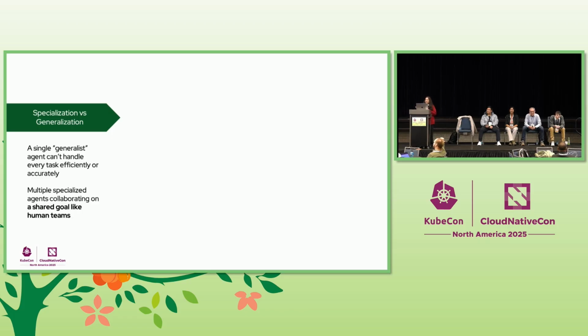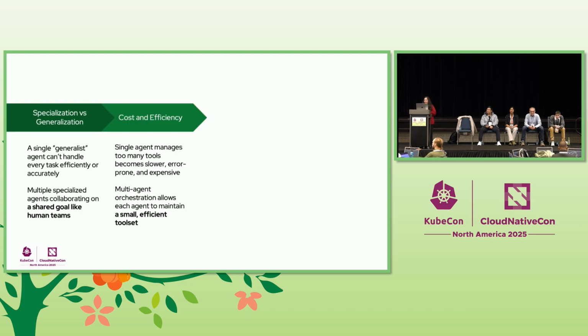So, specialization versus generalization concept. The next is efficiency and cost. If you have one single agent that is talking to multiple tools, it's going to slow down for sure. And so if you have multiple agents, this reduces your cost, it increases your efficiency, and works faster.